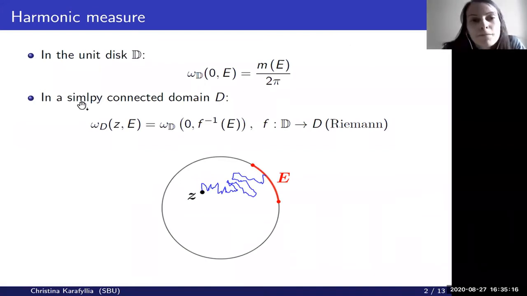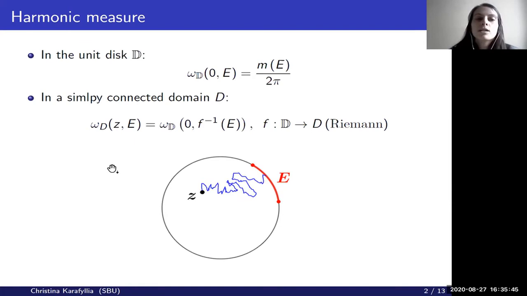Okay, first we'll define it in the unit disk. So we consider the unit disk and the Borel subset of the unit circle. Let's call it E. Then the harmonic measure of the set E at the point 0 in the unit disk is actually the normalized Lebesgue measure of E. We can extend the definition of harmonic measure in every simply connected domain by using the Riemann mapping theorem.